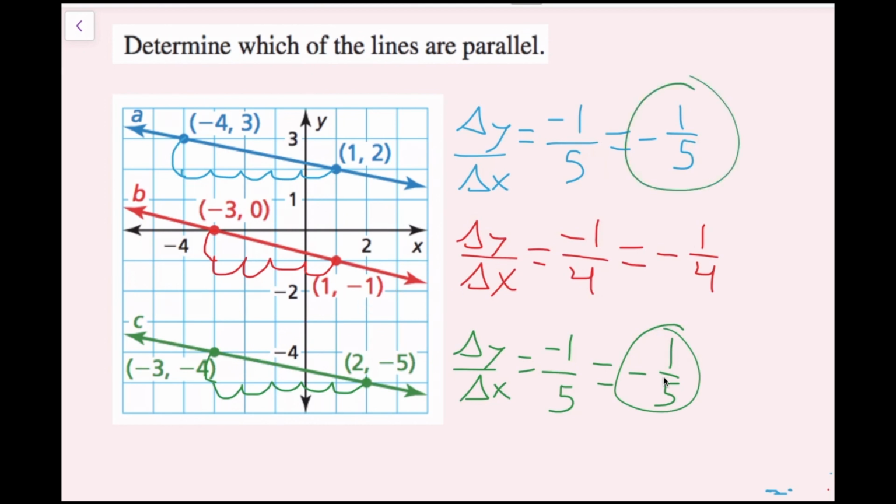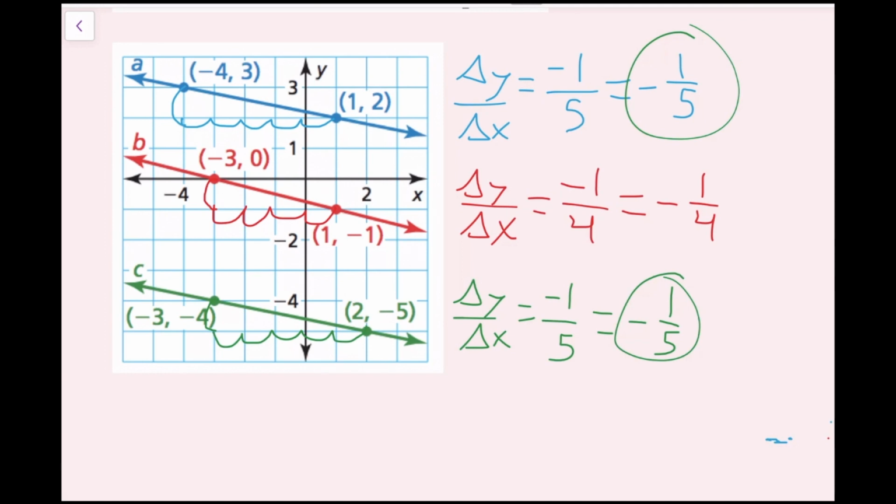So if I see here, I know that my blue line and my green line are going to be parallel because they have the same slope. The red line is not going to be parallel to the green line and the blue line because it does not have the same slope. Its slope is -1/4, whereas the green and the blue line's slope is -1/5. So I'm going to scroll down here and write that. Line A is parallel to line C. Two little lines next to each other indicates that the lines are parallel. And now we're done with this one.